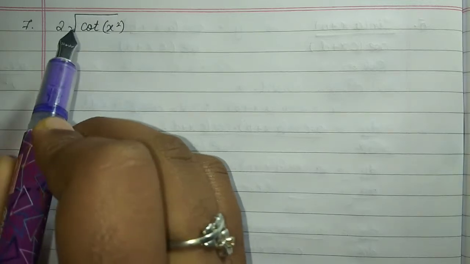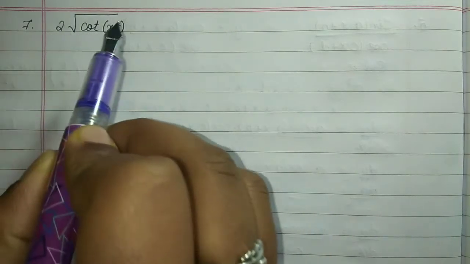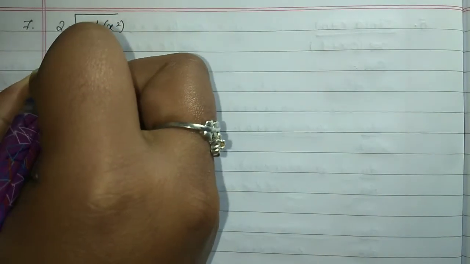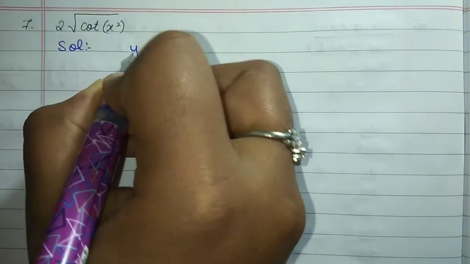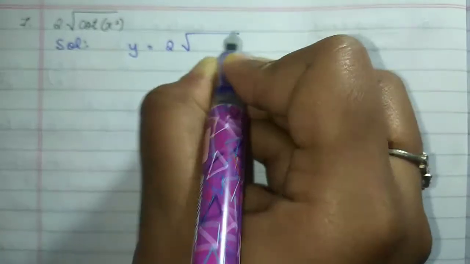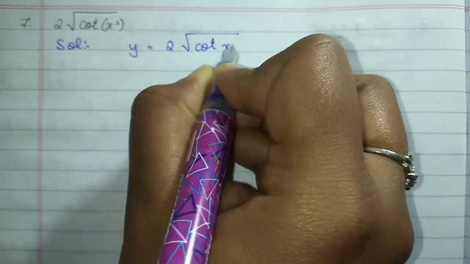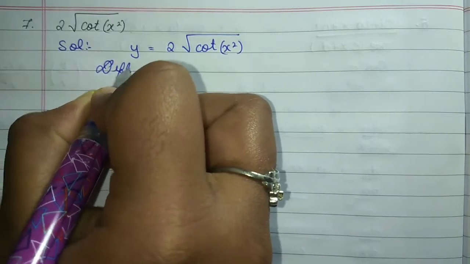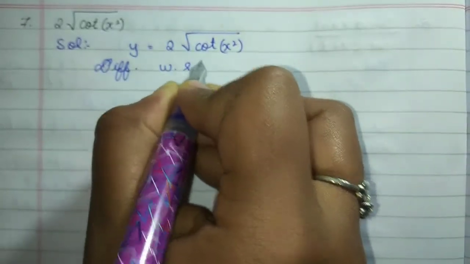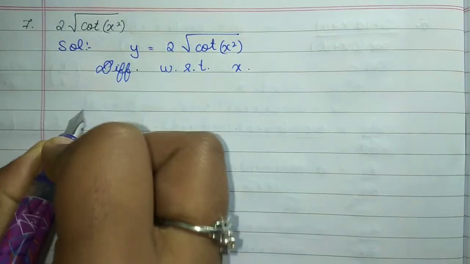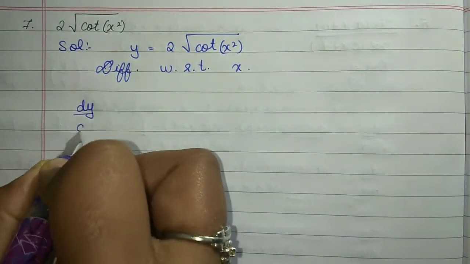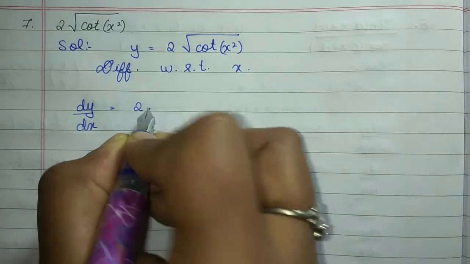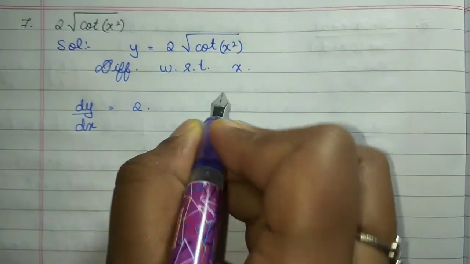Question 7, a function is given. We have to differentiate with respect to x. So let me write it as y is equal to 2 root of cot x square. Okay, so now we have to differentiate with respect to x. So let us write dy by dx is equal to 2 as it is, and we have to take the derivative of this.